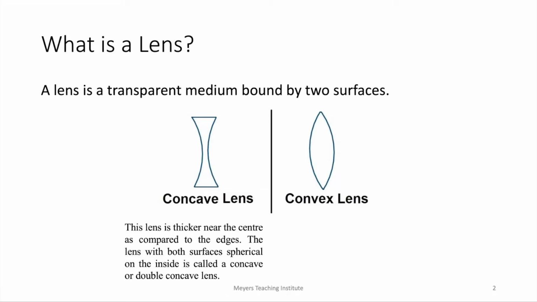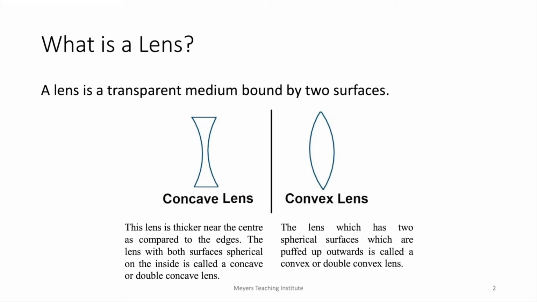So when we have the lens thicker at the center compared to the edges, the lens with both the spherical surfaces on the inside is called a concave lens, while if it's the other way around, puffed outwards in the center, then it is called a double convex or simply a convex lens. So these are the two types of lenses that we have, and we will be working on in this chapter, and we will be understanding how they work.